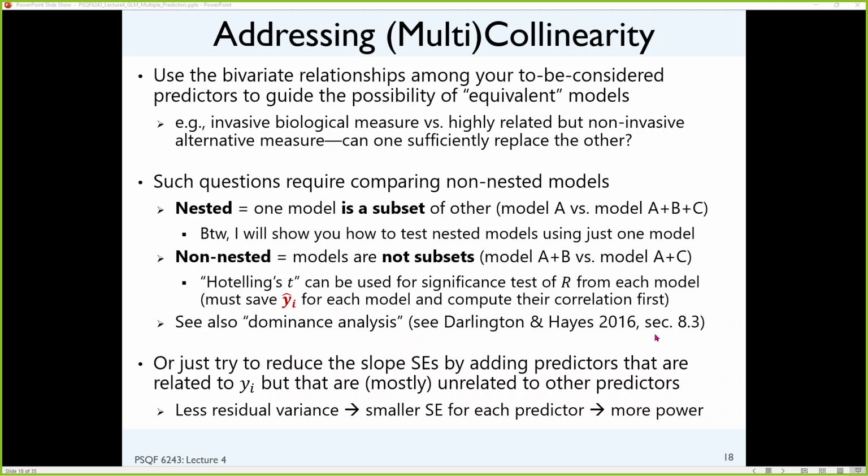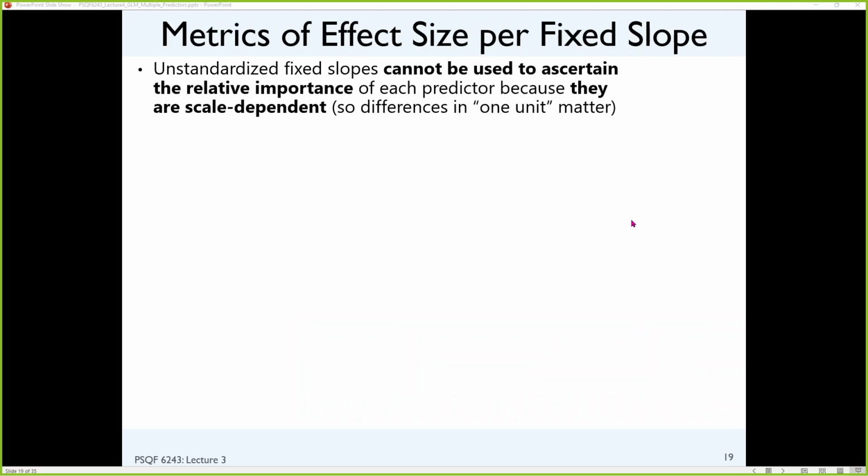As you might imagine, there's a lot of different ways to characterize how much uniqueness there is. And so I want to give you some choices and then I'll give you some recommendations. So why do we need effect sizes in the first place?